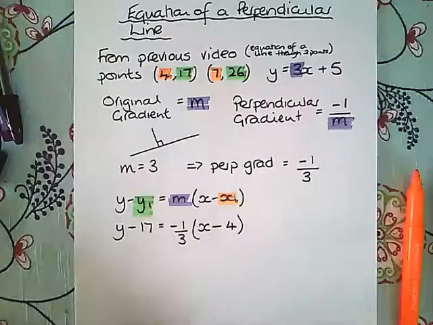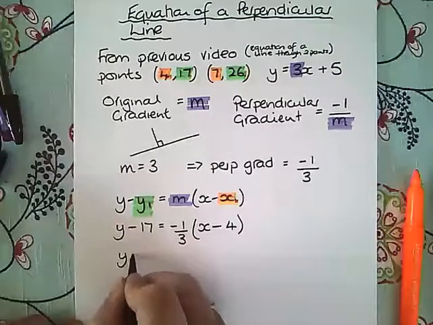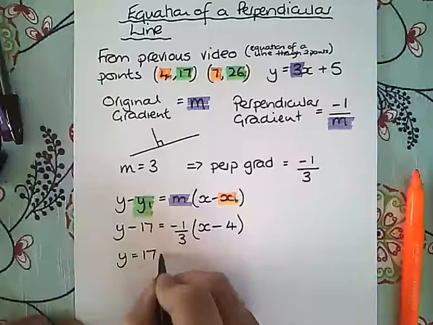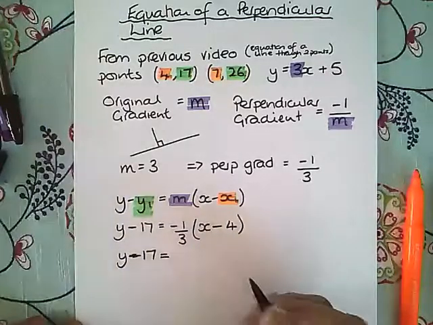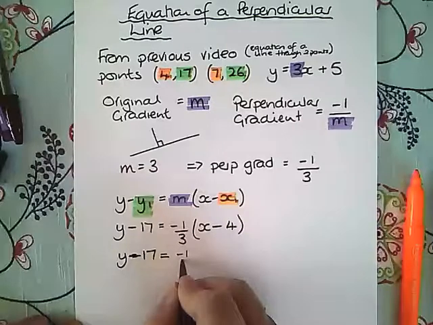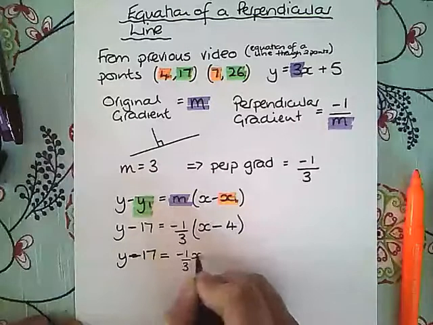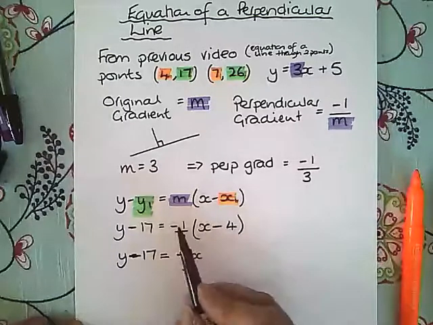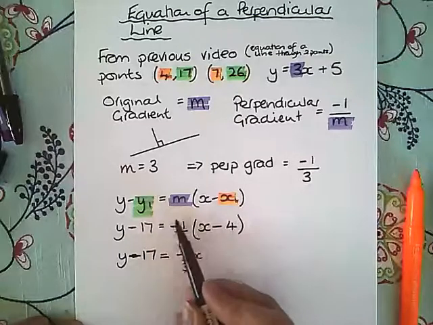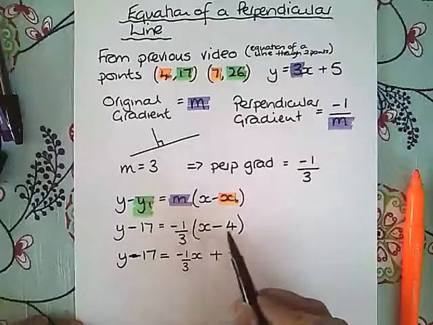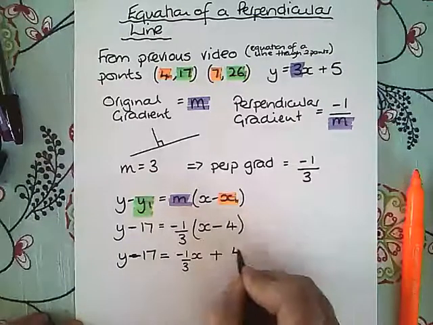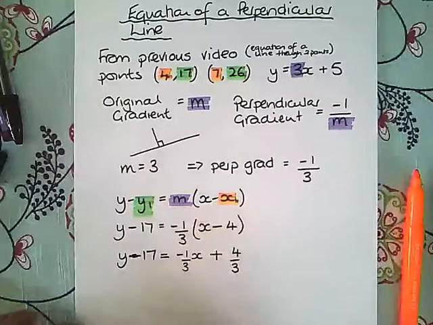Multiply out the brackets. y is equal to 17. Sorry, that's not correct. y minus 17 is equal to -1/3 x. Then we have to be careful multiplying this bracket out because this is a minus times a minus, so that's going to turn into a plus. And then 1/3 times 4 is 4/3. Now, you could write that as 1 and 1/3, but for the moment it's just easier to leave it as a top-heavy fraction.